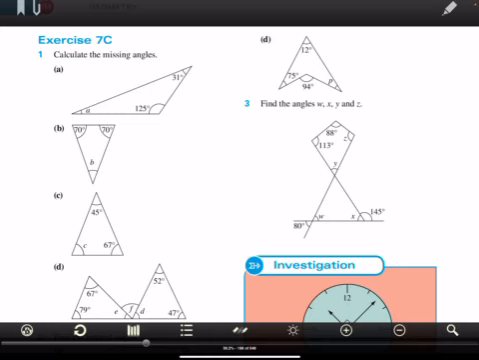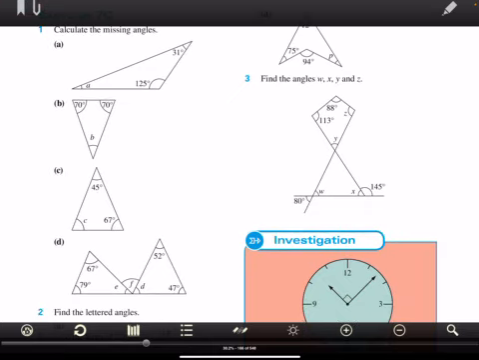Check it out. 1, 2, 3. Yes. 103, 113. 67.